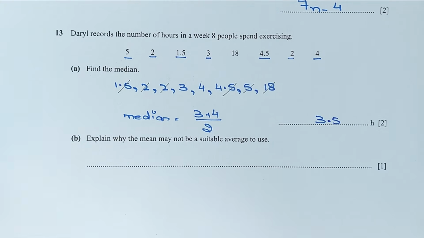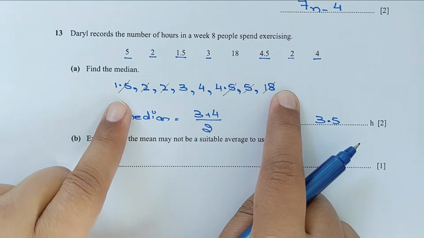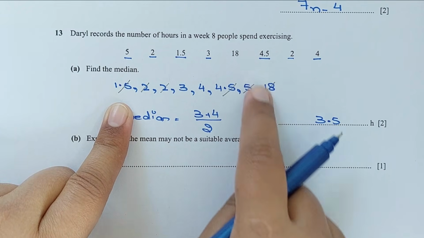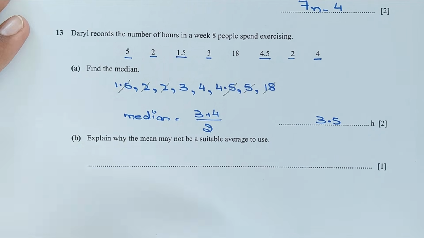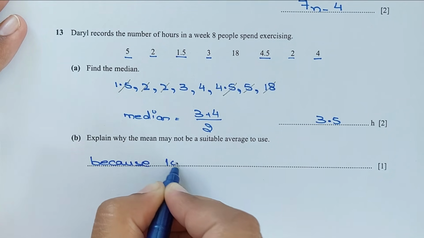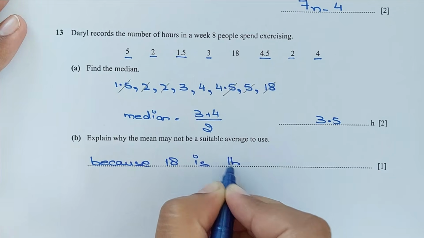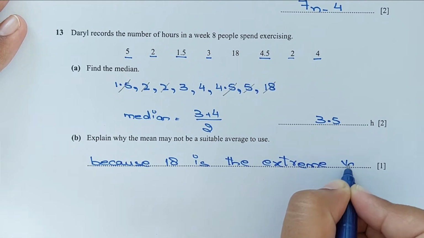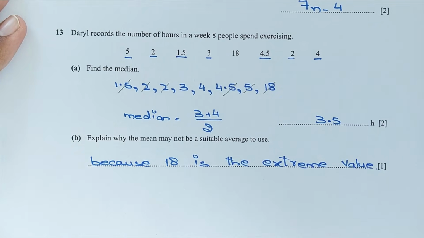Now for part B, explain why the mean may not be a suitable average to use. The mean is not a suitable average because, as you can see, all the values are close to each other: 1.5, 2, 2, 3, 4, 4.5, 5, but we have one extreme value, because 18 is the extreme value of the data.